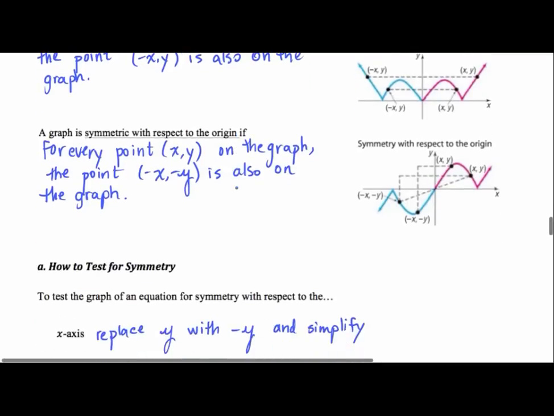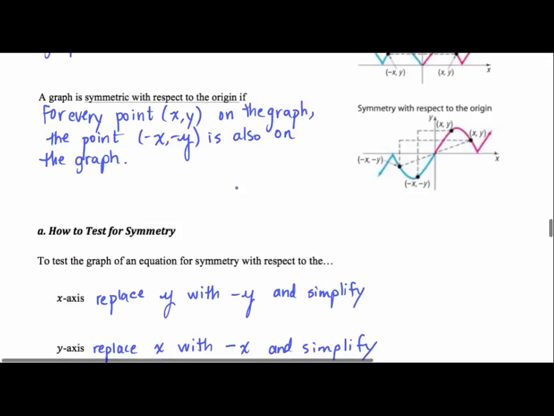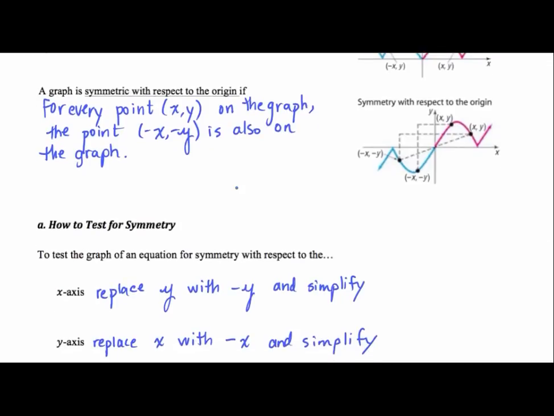Okay, so to test for symmetry about the x-axis, because the corresponding point is (x, negative y), you replace all the y's with negative y and simplify. If you get the original equation back, then it's symmetric about the x-axis.